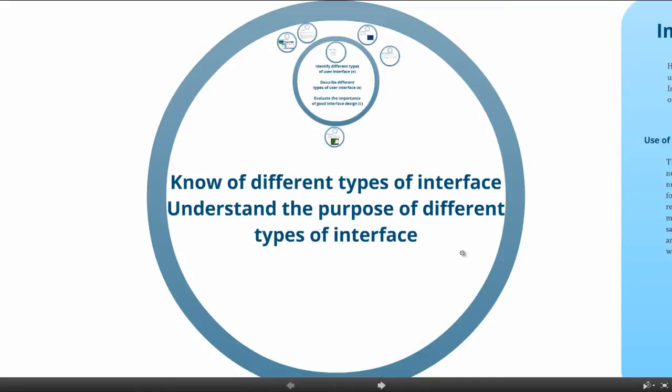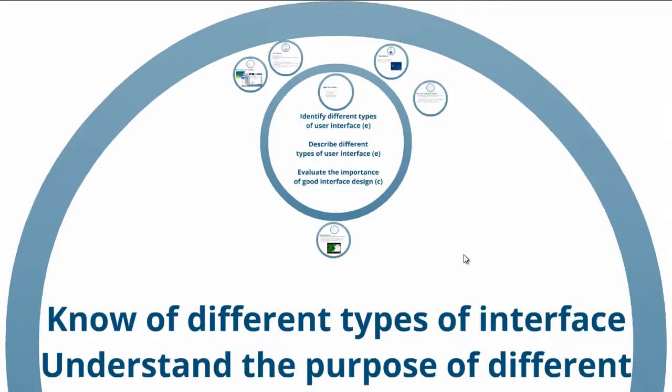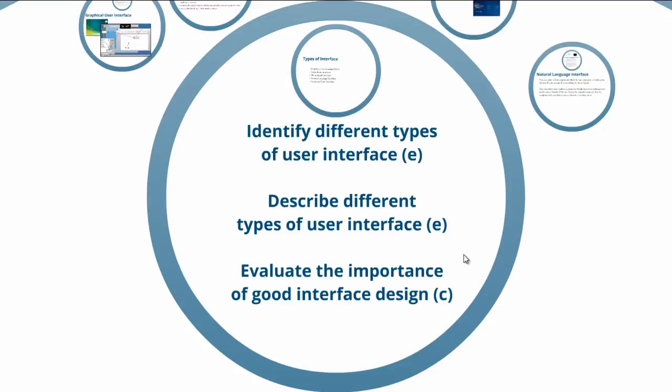Okay, this video is going to look at the different types of user interface that you can get in computer systems. We need to know of different types of interface, and we need to understand the purpose of different types of interface. So we are going to do the following today. We're going to identify different types of user interface, we're going to describe different types of user interface, and we'll also have a little look at evaluating the importance of good interface design. But this does tie in with some of the other topics later on, this last point. So it won't be just this video that gives you this information.